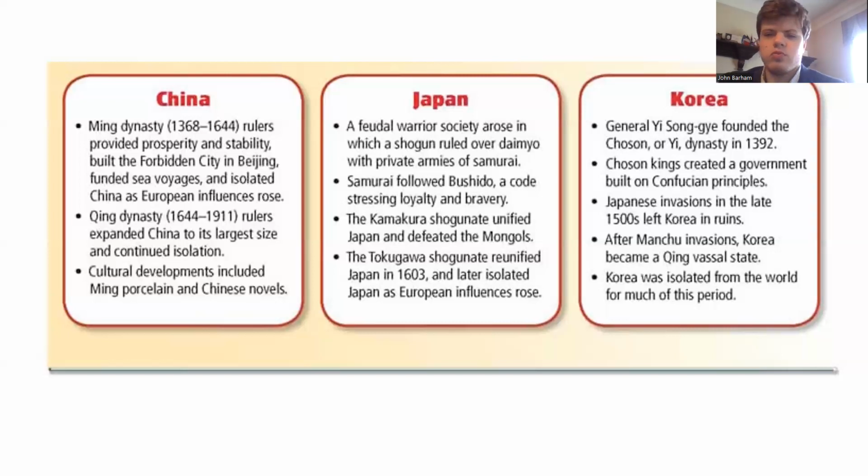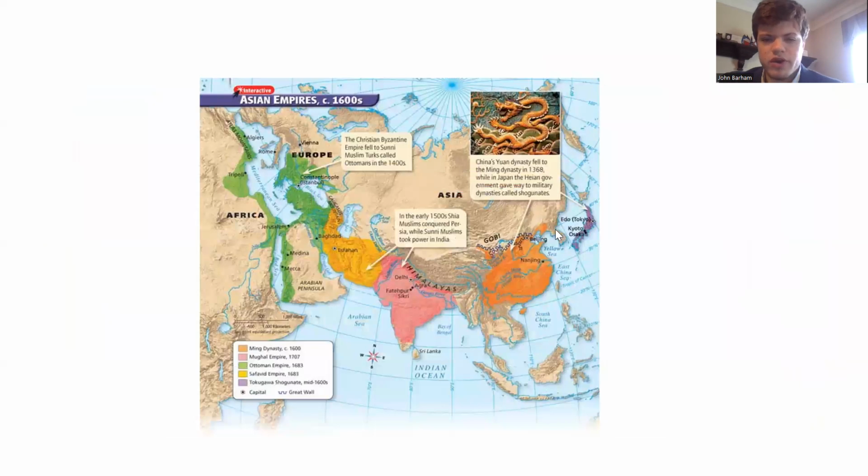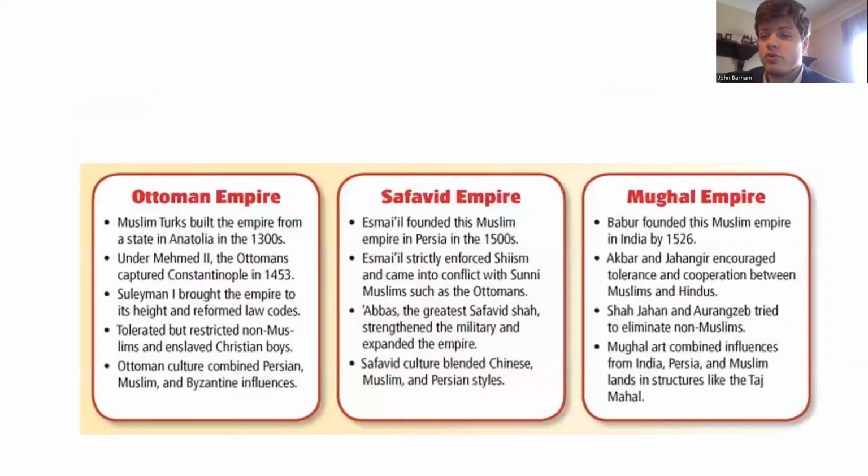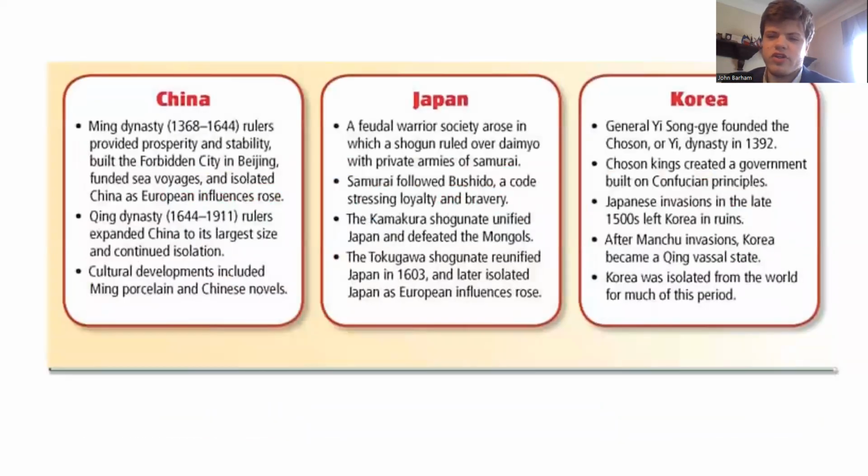Korea, which is here, you can see it was very close to China and Japan. It underwent a lot of influence from both China and Japan during this time period. They adopted Confucianism from China. Japan invaded a number of times, and that really weakened Korea's economy. During Qing China, Korea essentially became a colony largely of China, and as a result, it was largely isolated from the rest of the world.